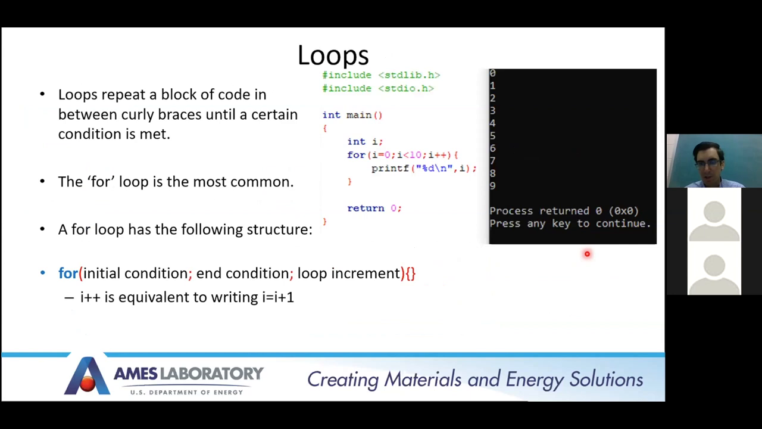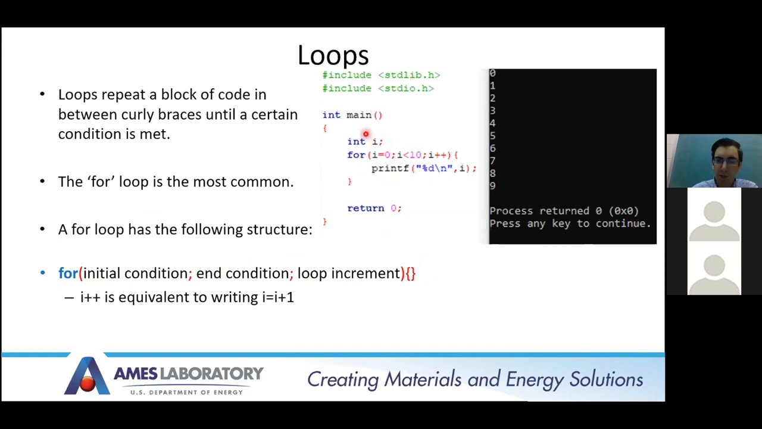One of the most important things to know how to do is, of course, to write loops. A loop is essentially a little bit of code that gets repeated over and over again until a certain condition is met. The most common one that you'll see is the for loop. The way that you write this out is you write for, and then in parentheses, you write an initial condition, an end condition, and the increment that you want it to do, all separated by semicolons. And then in curly braces, you would write the code that you want to perform at each of these increments. So here's a simple program where we have a for loop.